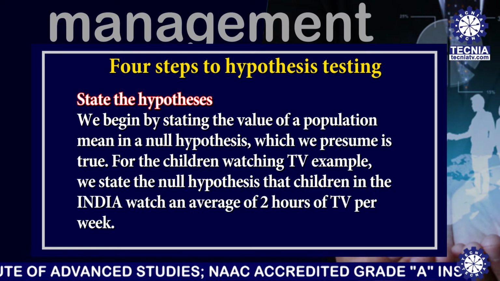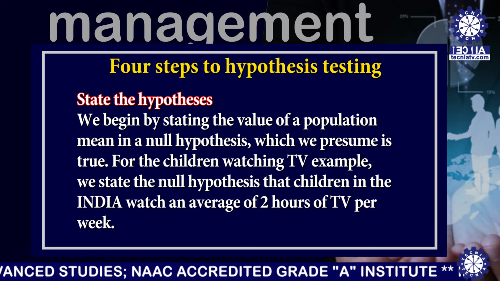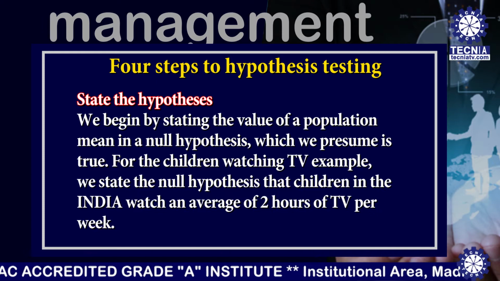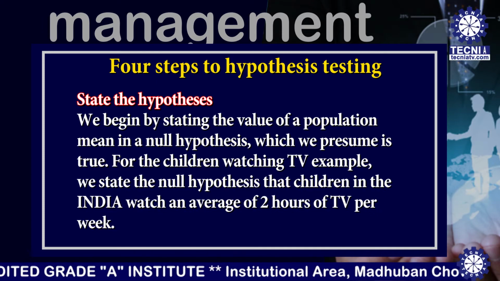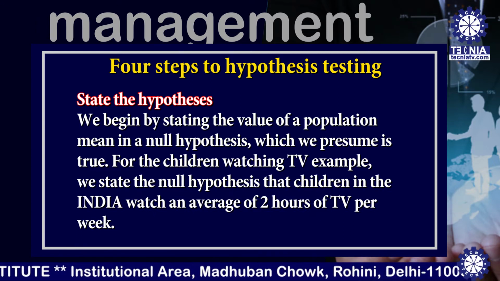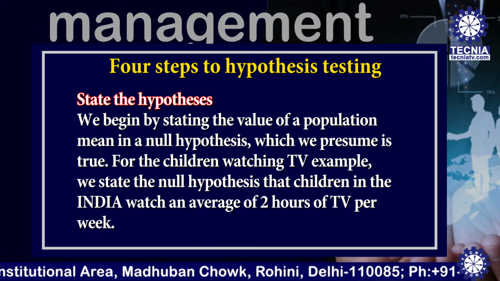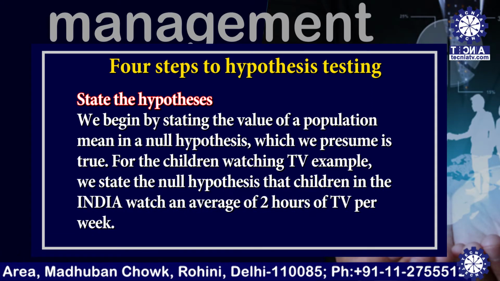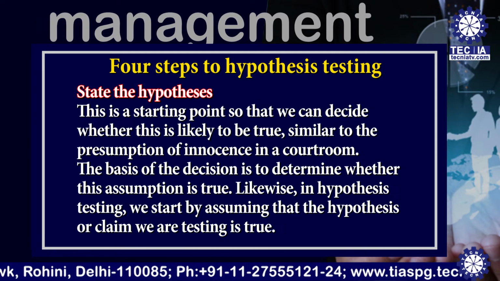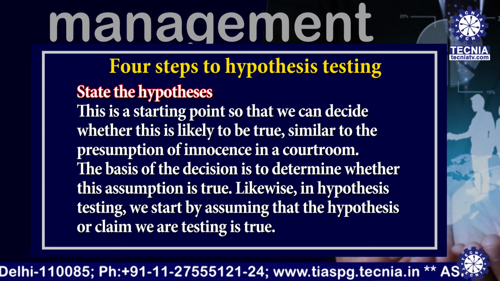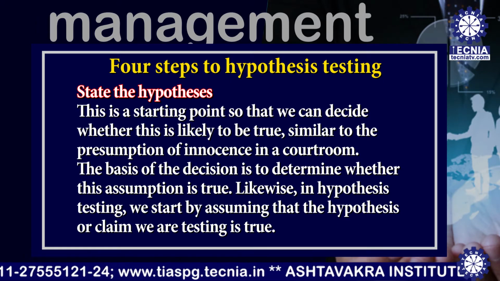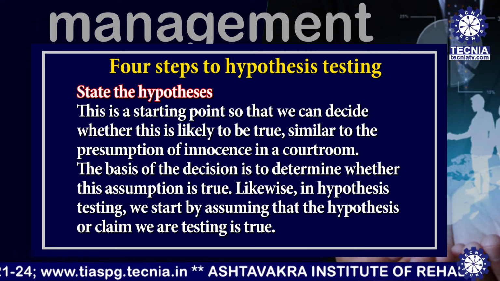Now, what is step 1? Which is state the hypothesis. In this step, we begin by stating the value of a population mean in a null hypothesis, which we presume is true. For the children watching TV example, we state the null hypothesis that children in India watch an average of 2 hours of TV per week. This is a starting point so that we can decide whether this is likely to be true, similar to the presumption of innocence in a courtroom.